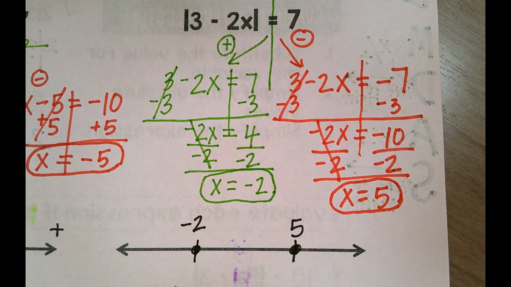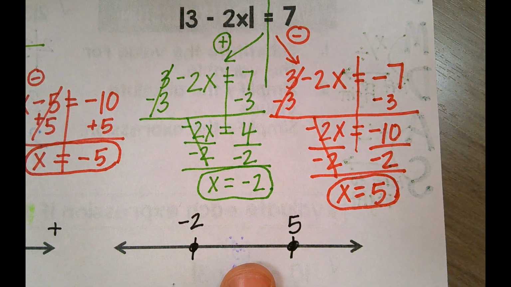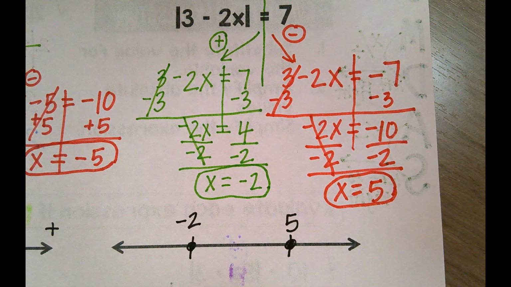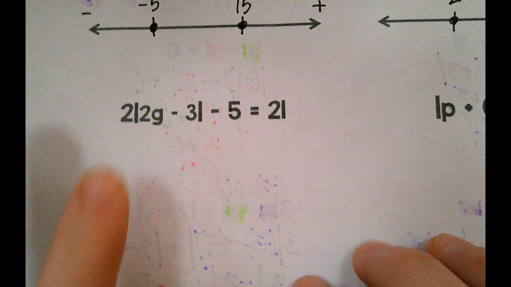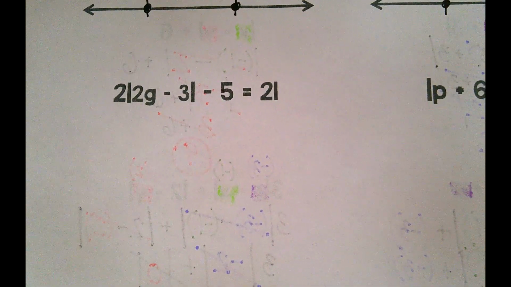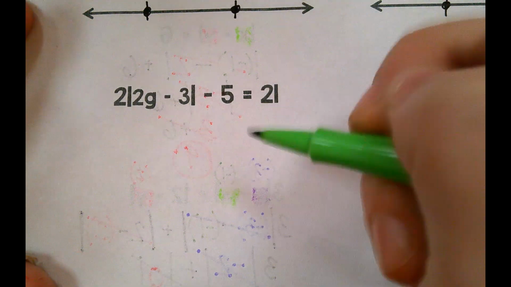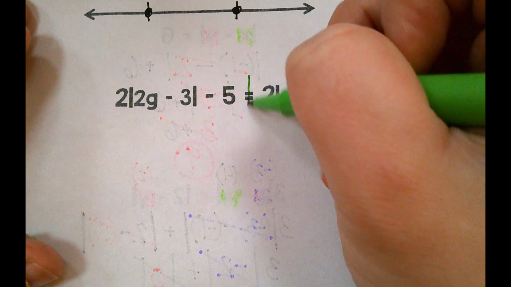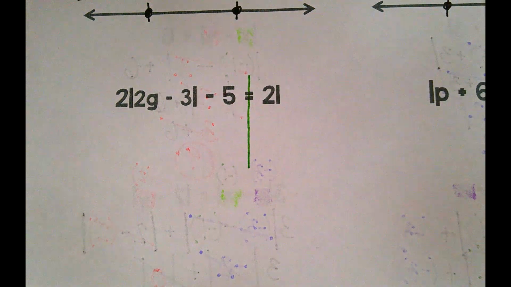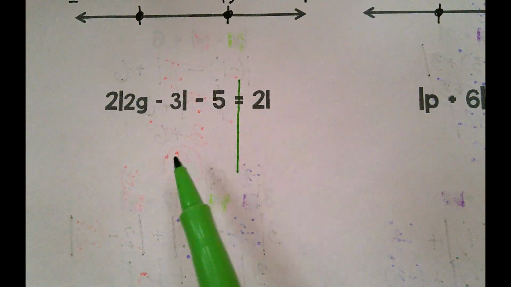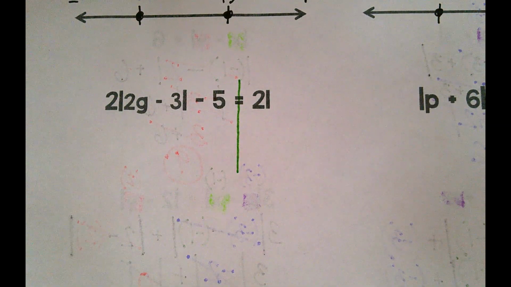We all got that one written down? Okay, let's look at this one here. This one looks a little funky, but we can do it. It's a longer version, but just keep it organized and follow your steps. I'm going to draw a line through my equal sign. Step 1. What is the first thing I need to do? We would add 5.